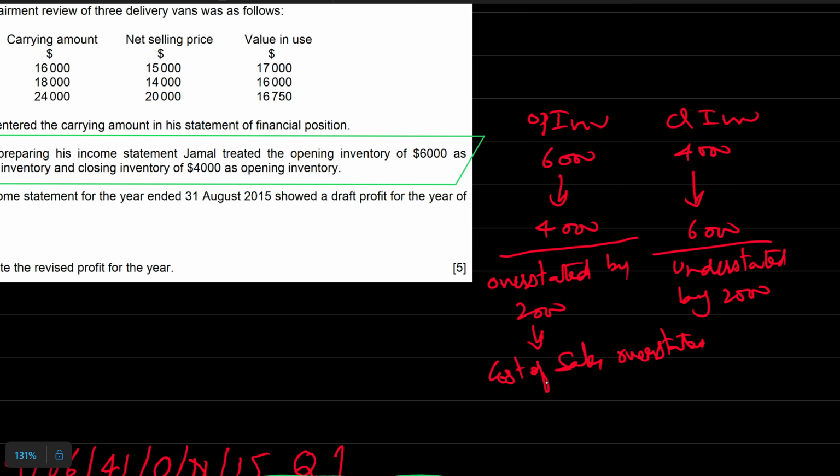So profit is understated. Sorry, opening inventory is understated and closing inventory is overstated. So students, if opening inventory is understated, cost of sales is also understated.